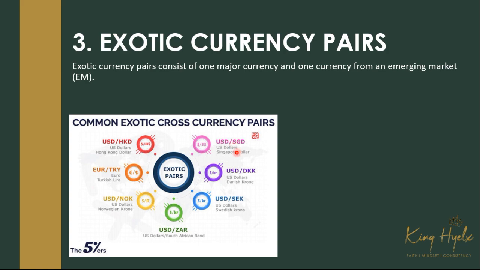United States dollar against Singapore dollar, against Danish krone, against Swedish krona, against South African rand, right? So all these are currencies from emerging markets. They are not really that traded, right? So they are not that liquid.